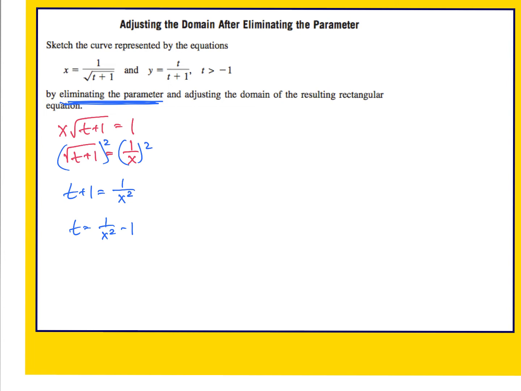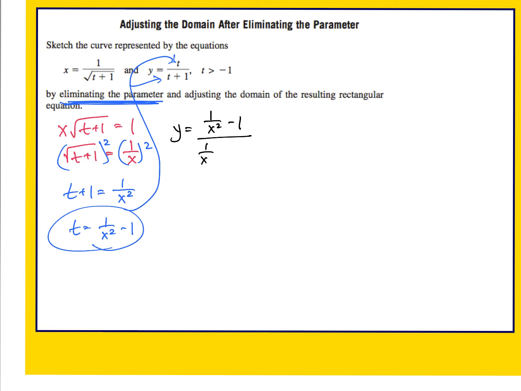So now I'm going to take 1 over x squared minus 1, and I'm going to substitute it in for t on that other equation. So now I end up with y is equal to 1 over x squared minus 1 over 1 over x squared minus 1 plus 1. And then this is something beautiful that happens. What's something beautiful that happens? The ones cancel on the denominator. All right, so those go away.